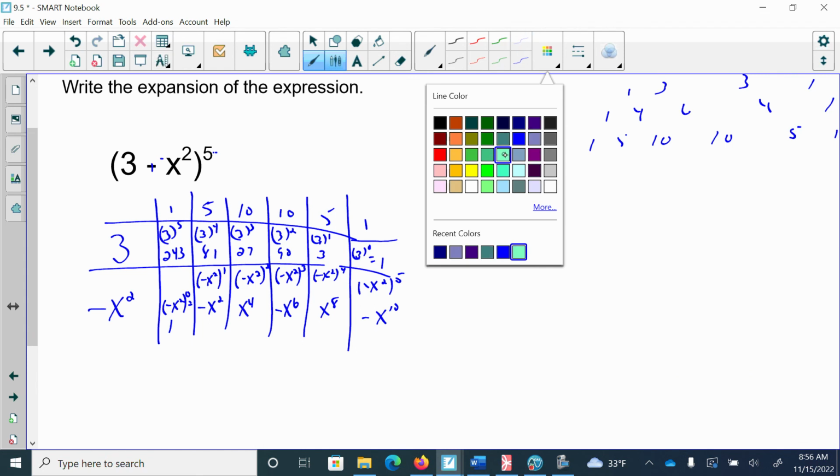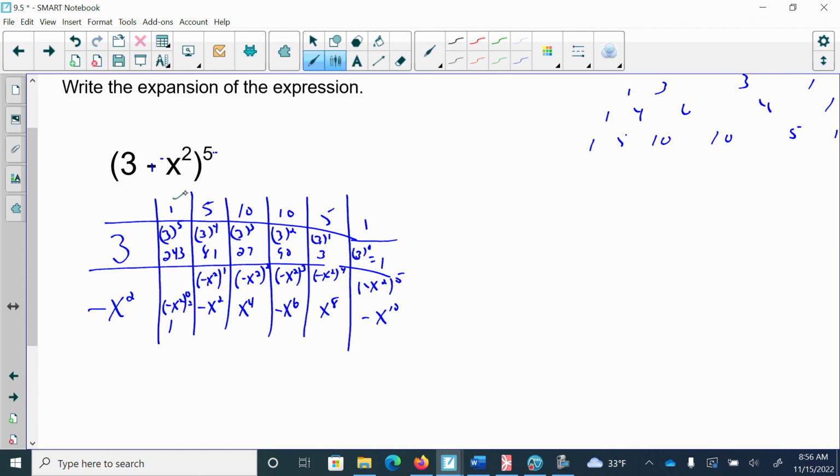So my coefficients are going to be 1, 243, and 1. So that's 243. No variable, just 243. Then this will be minus, because of this negative sign. And then 5 times 81 will be 405x squared. Now I'm going to take 10 times 27, so that's 270. So this will be 270x to the 4th.